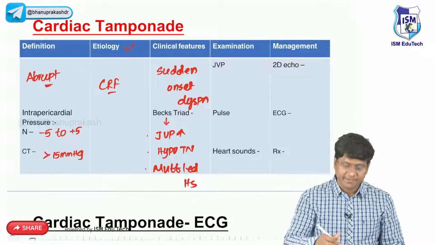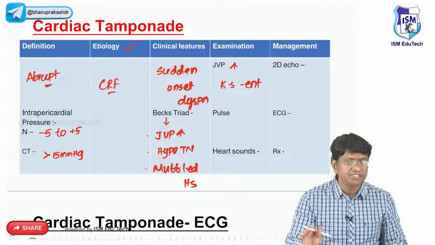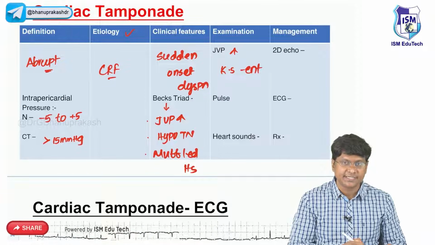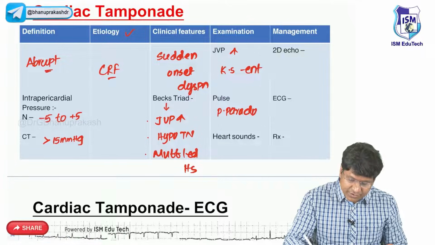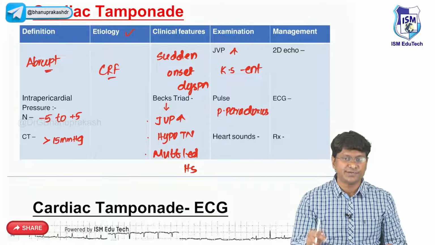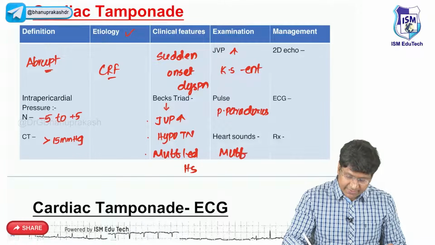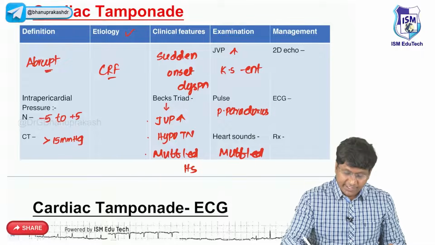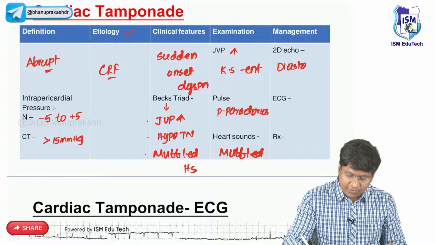Then how will the JVP be? The JVP will be elevated, but one important point you have to remember is that the Kussmaul sign will be absent in patients with cardiac tamponade. And what will be the characteristic pulse in cardiac tamponade? The characteristic pulse will be pulsus paradoxus, right? What exactly is pulsus paradoxus? It is a fall in systolic blood pressure of more than 10 millimeters of mercury during inspiration. And how will the heart sounds be? They will be muffled. And what will the 2D echo show in cardiac tamponade? You will notice that there is diastolic collapse of the ventricle.